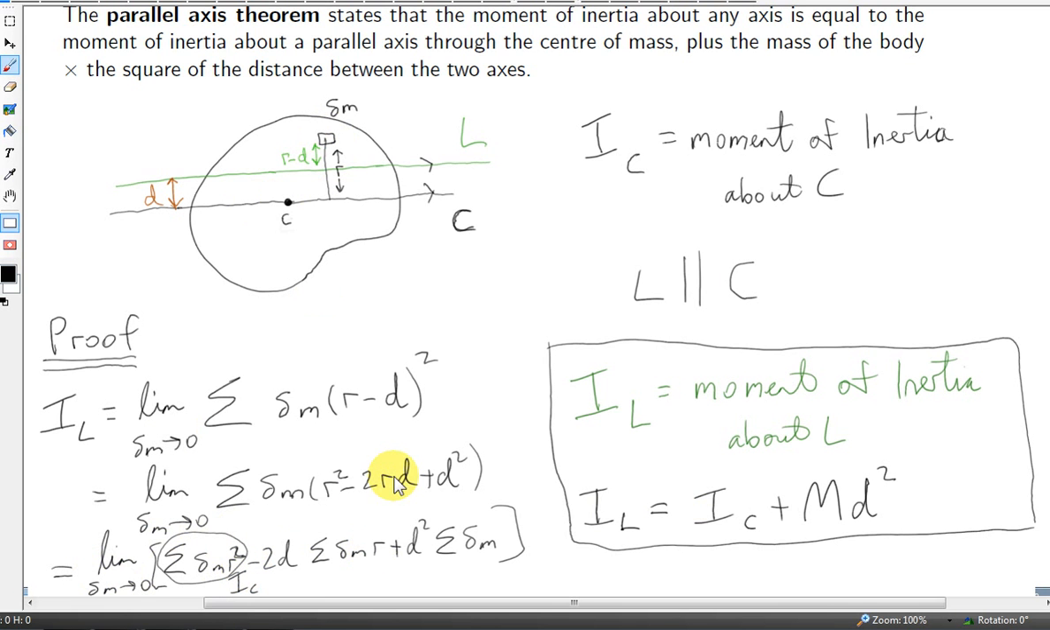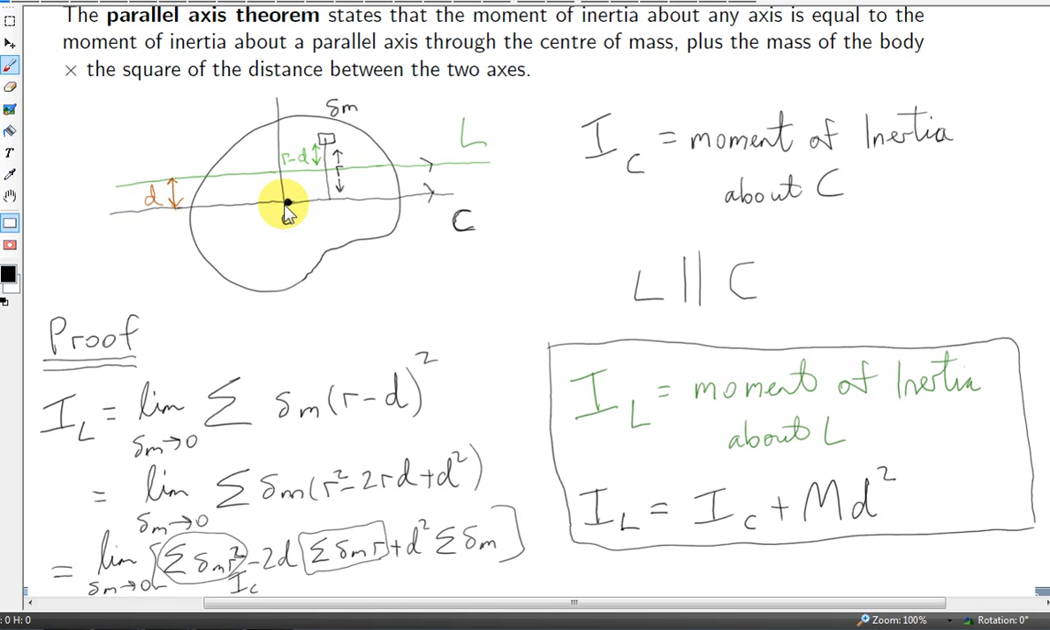Now, what about the next term? Well, the 2d is just a constant. We can take that outside the summation sign, or the minus 2d, and we have to sum delta m times r. But from what I said at the very start of this video, this is just the sum of the moments of each mass element about an axis that passes through the center of mass C.